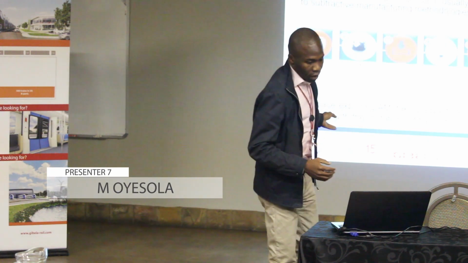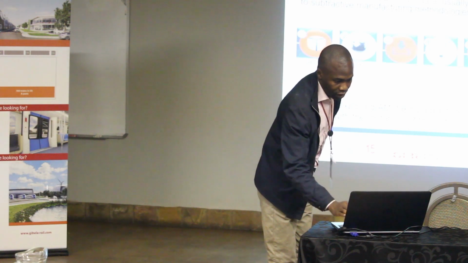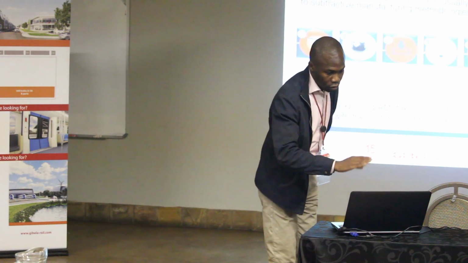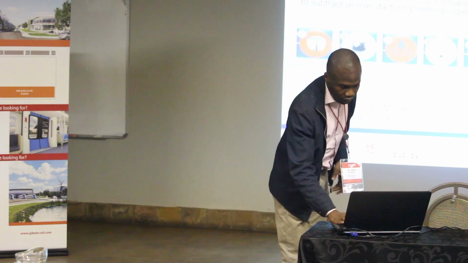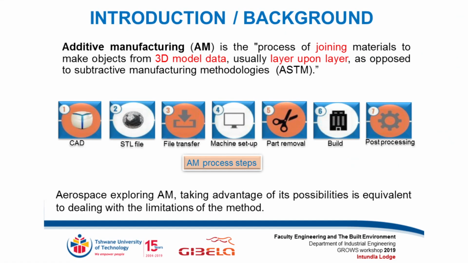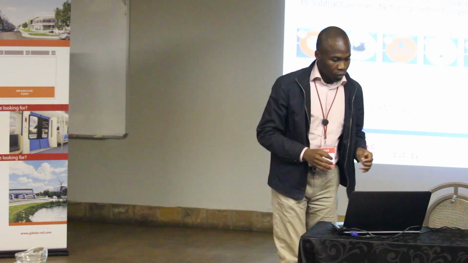Firstly, you have the CAD model. There is a file called an STL file that is used to transfer the CAD model to the main machine. Then the third one is file transfer and the machine setup. Afterwards, there is what is called part removal. Then the part is produced, and after the whole production, there is what is called post-processing activity.